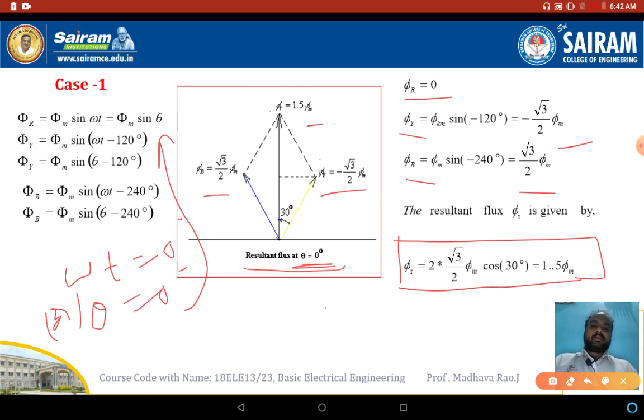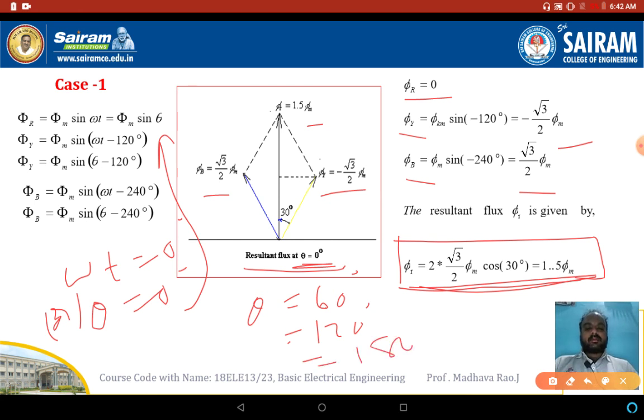If you take case 2, theta or omega t is equal to 60 degrees, you will get the same thing. And for theta equal to 120 degrees also, you will get the same thing. Next, if you take a theta value of 180 degrees and simplify the phasor diagram, you will get 1.5 into phi m. So this is the rotating magnetic field concept, right?